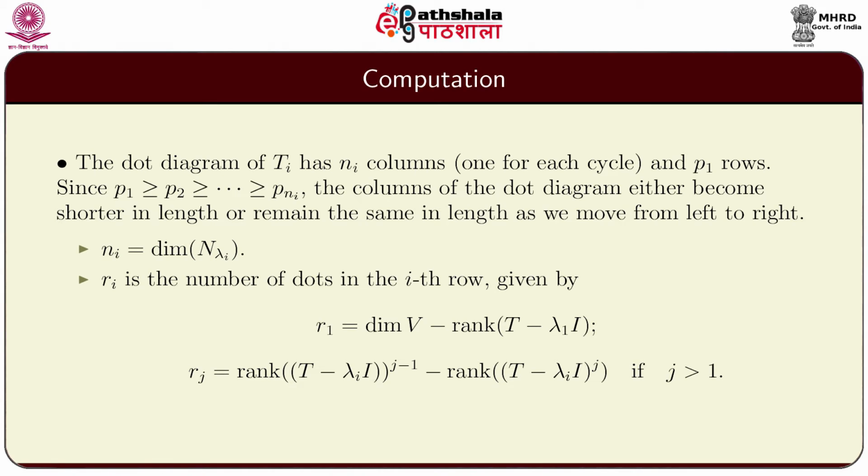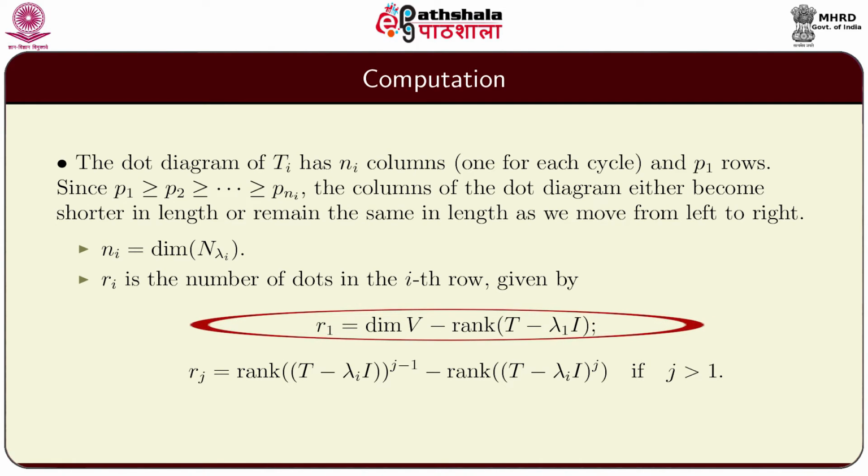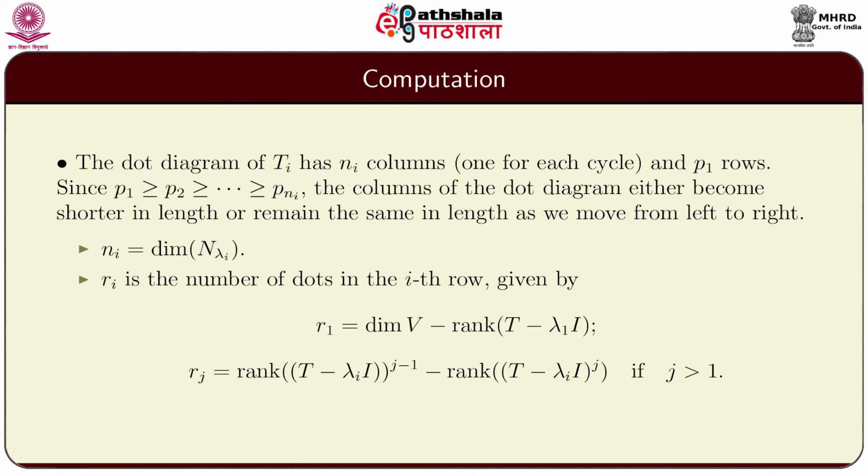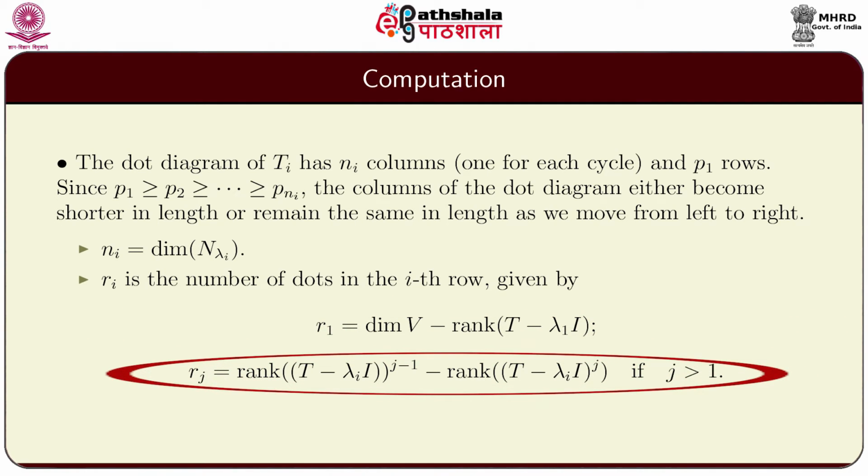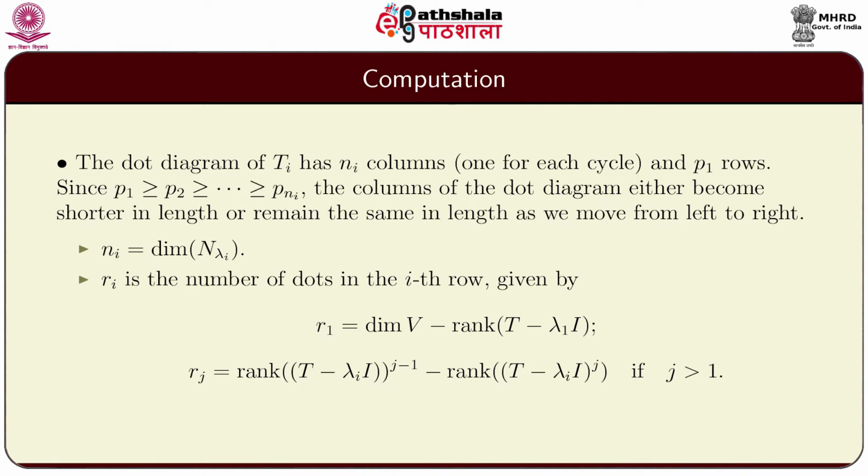r_i is the number of dots in the ith row, given by r_1 equal to the dimension of V minus the rank of T minus λ_i I, and r_j equal to the rank of (T minus λ_i I) raised to j minus 1, minus the rank of (T minus λ_i I) raised to j, if j is greater than 1.